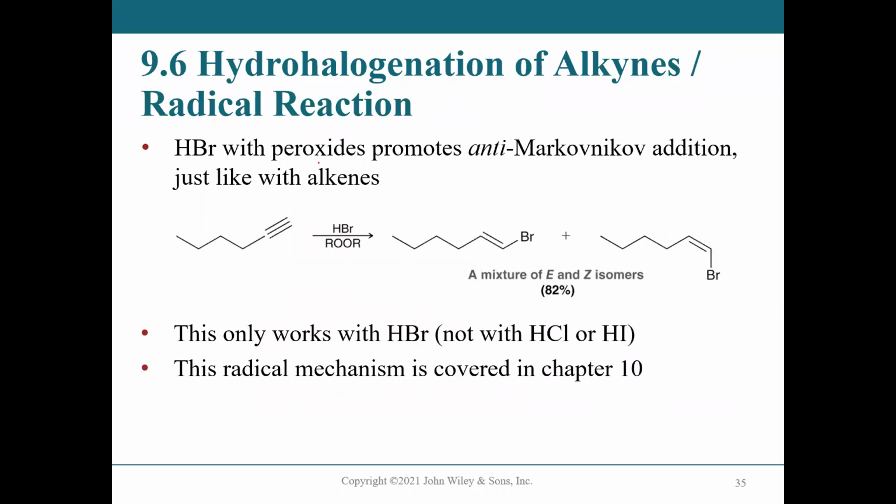So HBr, hydrogen bromide with peroxides, promotes an anti-Markovnikov addition, just like with alkenes. So remember, if we add this peroxide, we're going to put the Br on the side that is not as substituted. You can see that it puts it here. Otherwise, we'd be putting it here, wouldn't we? We're not doing that, so we get a mixture of the E and Z isomers here. This would be the Z, this would be the E.